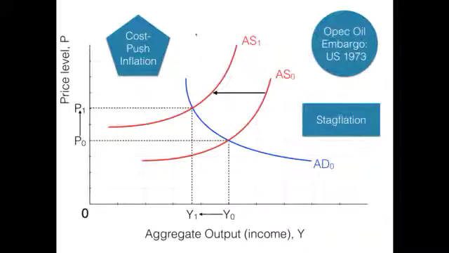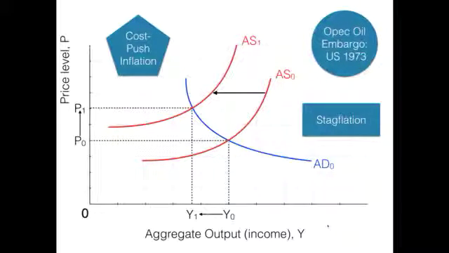It's cost push because when these costs go up, it pushes the aggregate supply curve to the left, which pushes prices upward. So realize this is an example of stagflation, where you have an inflationary period that's also accompanied by low output.